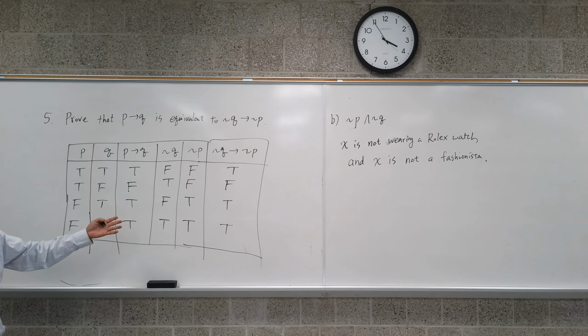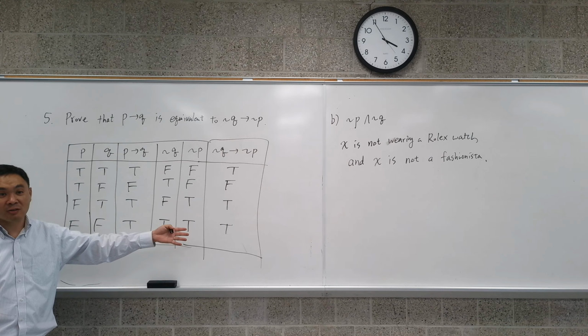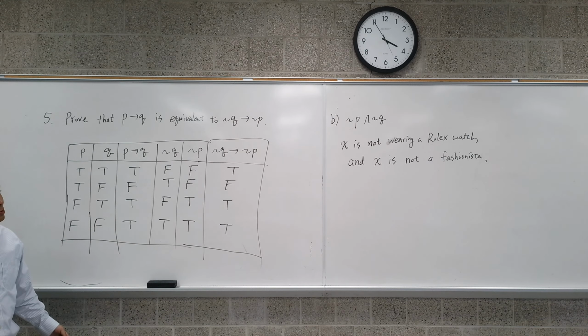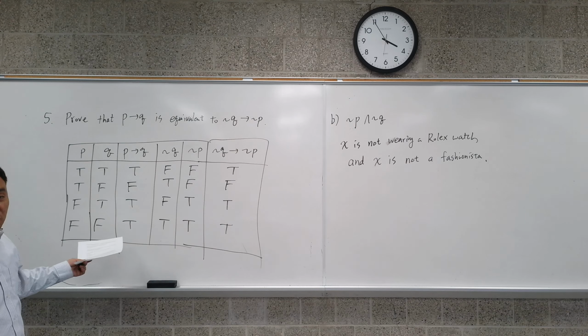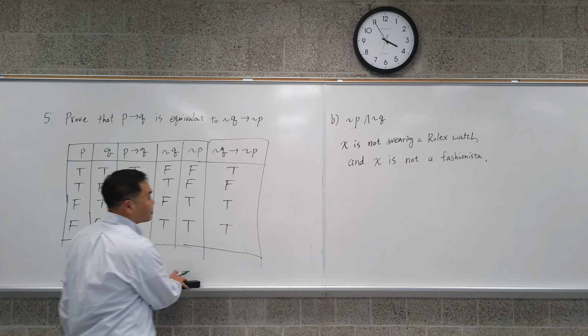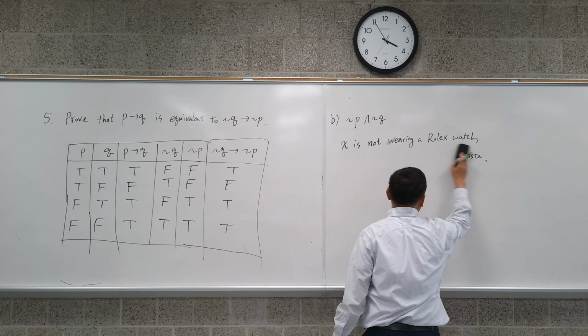Now compare the two columns. They're exactly the same, right? So you've shown that the two things are equivalent. Which on the test, do you need to write anything or should you just show this graph? That's it. Just put this table and you're done. It's quite straightforward.